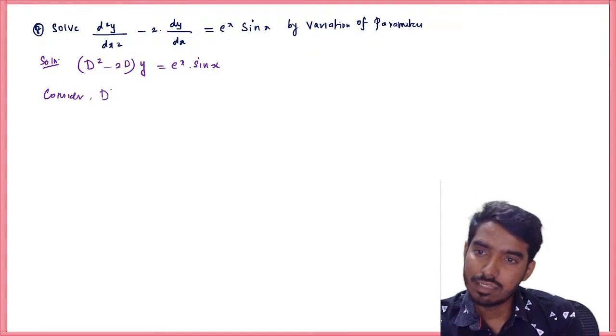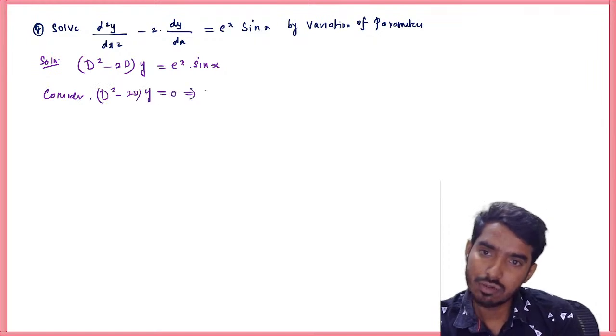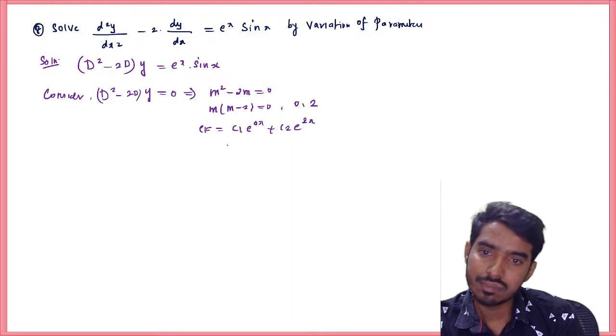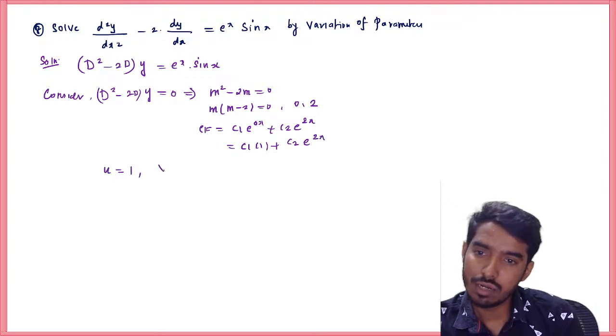So consider d square minus 2d of y is equal to 0. That means your auxiliary equation is m square minus 2m is 0. So we take m outside, we will have m into m minus 2 is 0. So 0 and 2 are the roots. Therefore, your CF is c1 e power 0x plus c2 e power 2x. So c1 into 1, c2 e power 2x. Therefore, your u is 1 and your v is e power 2x.